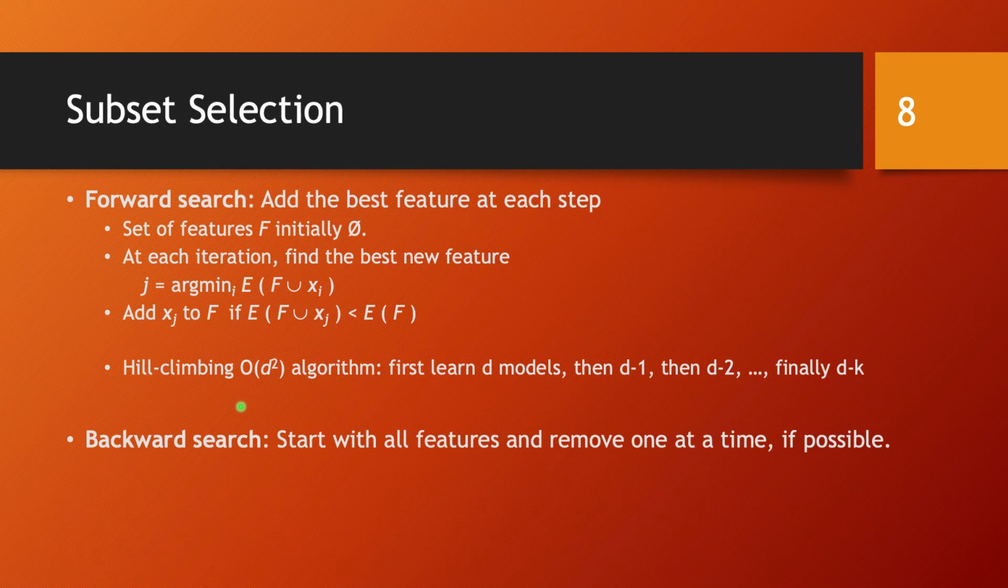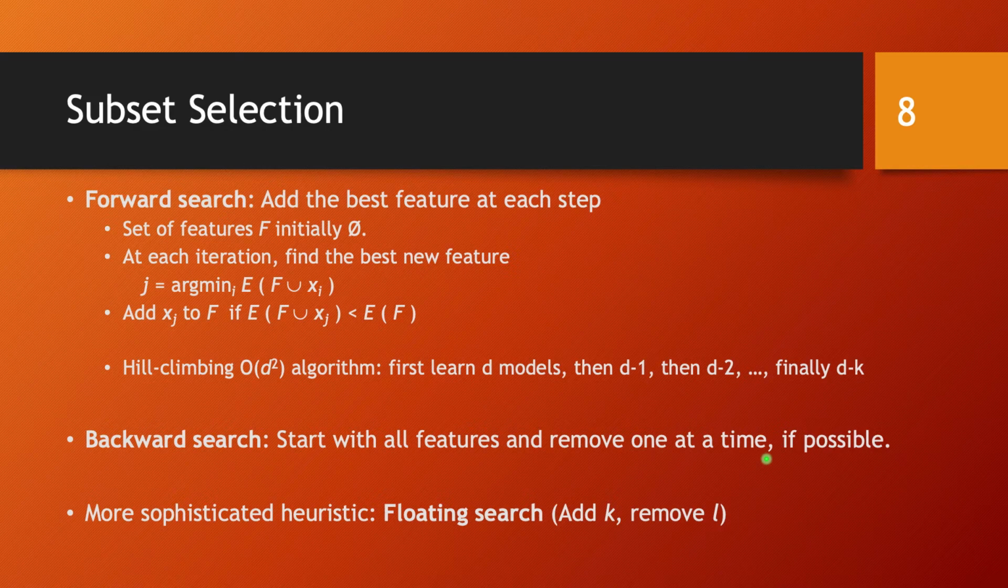And the backward search, I will not formalize it on this slide, but it's exactly the same idea, except that you start with all the features and you are removing one at a time, if possible. If the accuracy is increased. If it's not increased, then you are stopping.